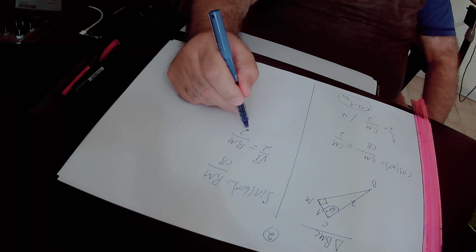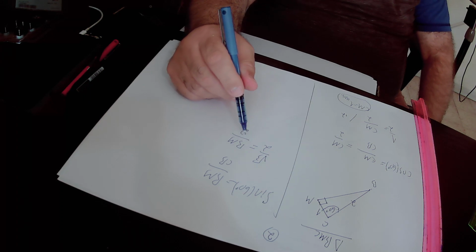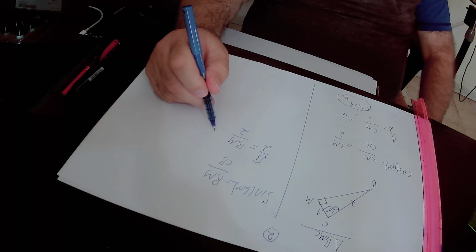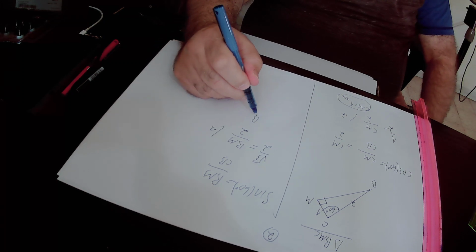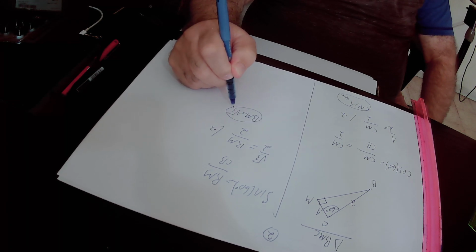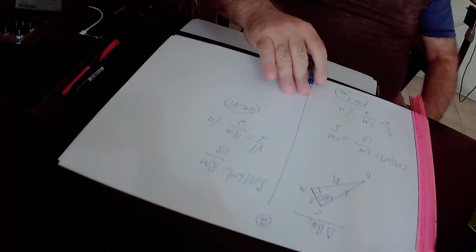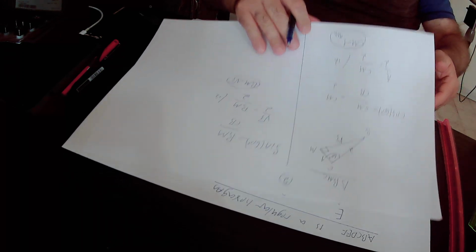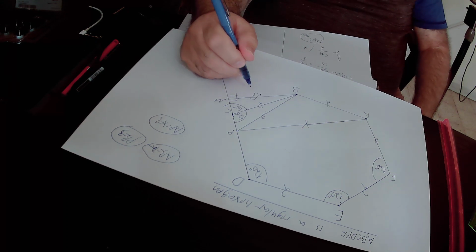In conclusion, we found out that square root of 3 over 2 equals BM over 2. We will multiply this equation by 2, and we will get that BM equals the square root of 3 units. Side BM equals the square root of 3 units. You can write here that also side BM equals the square root of 3 units.